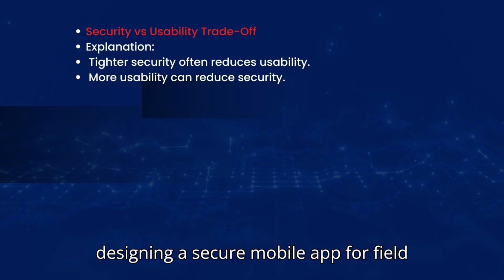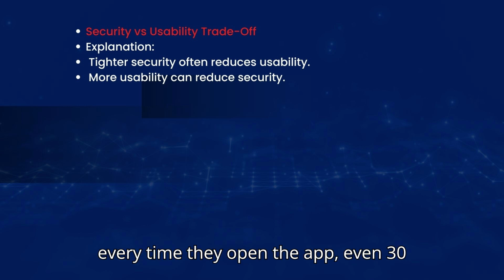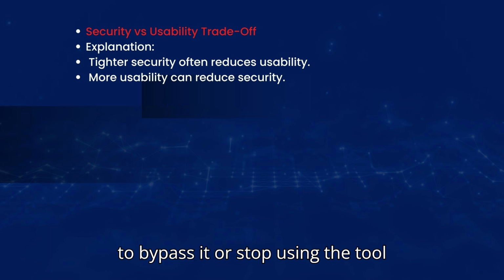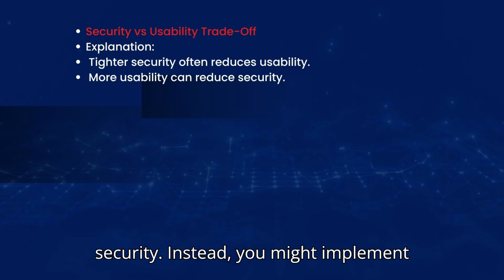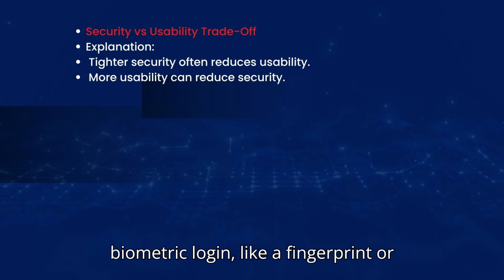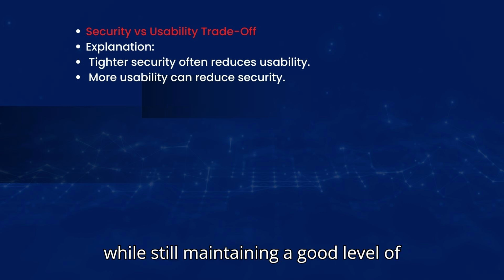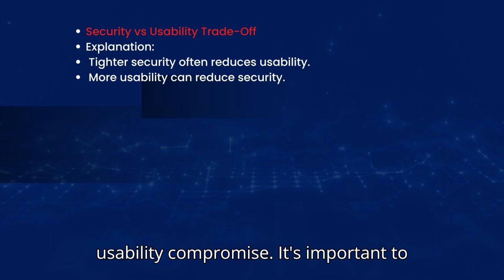Let's say your company is designing a secure mobile app for field workers. If security requires logging in every time they open the app, even 30 times a day, workers might look for ways to bypass it or stop using the tool altogether. That's not a win for security. Instead, you might implement biometric login, like a fingerprint or facial recognition, for smoother access while still maintaining a good level of protection. That's a security versus usability compromise.